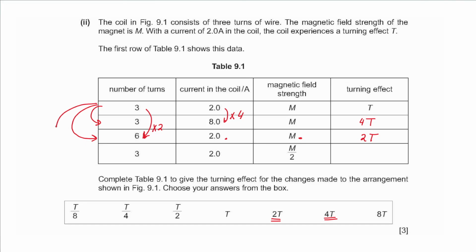Going from the first one to the last one, the number of turns stays the same, the current stays the same, but we have half the strength of the magnetic field, so we will have half the turning effect, and we also have this choice here.